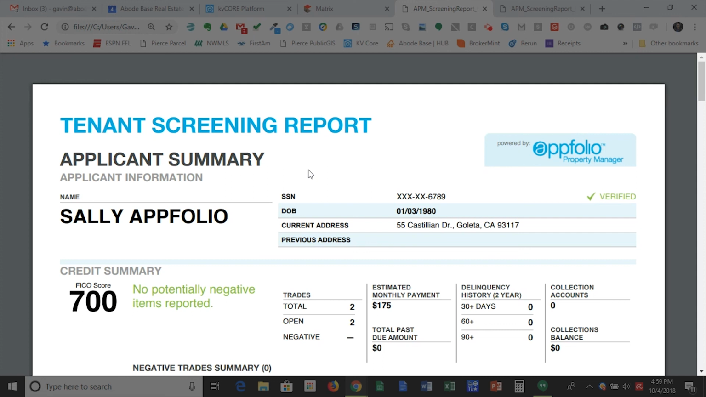Now, in case you're wondering, the reports do cost money, but the applicants are paying to be screened up front. That's not something that you as the owners pay for.